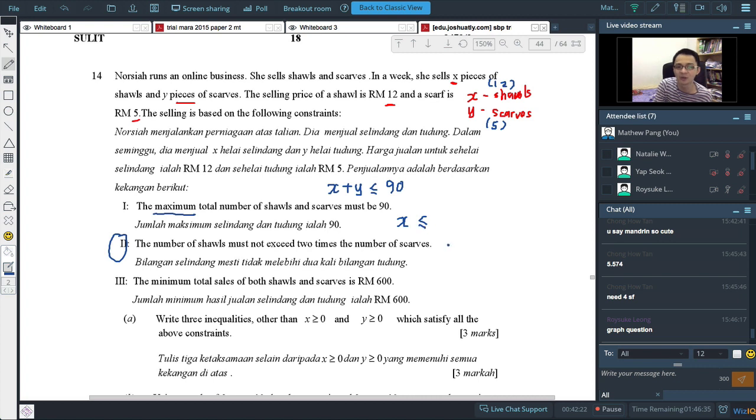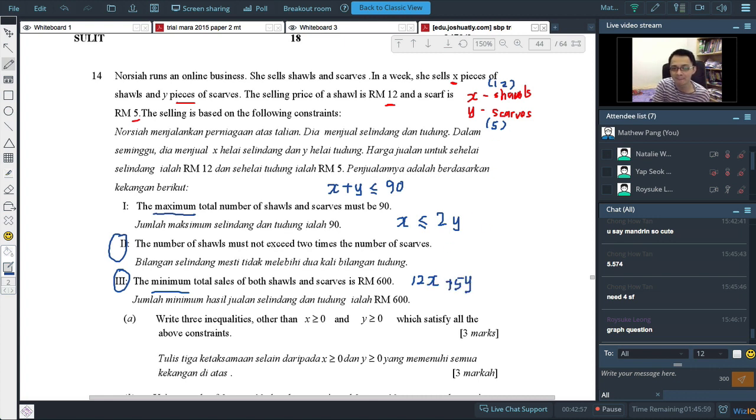Alright, the third one. The minimum total sales for both shoes and scarves is 600. Minimum means I need to give you at least 5 ringgit. That means I will give you more than 5 ringgit, correct or not? But I can still give you 5 ringgit, so you have to include equal there. That means if x sells at 12 ringgit, that means 12x. Each y sells at 5 ringgit, plus 5y must be bigger or equal to 600.